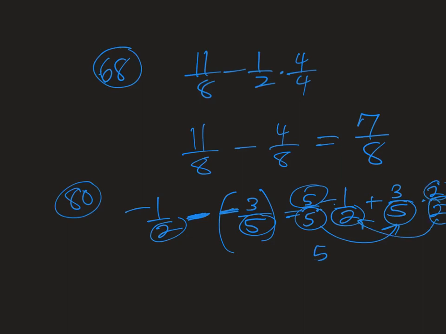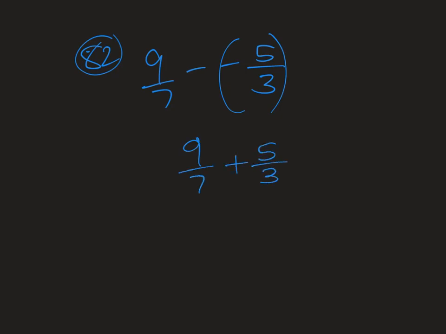And so we have negative 5 over 10 plus, and we have 3 times 2, which is 6, divided by 10. So you have negative 5 over 10 plus 6 over 10. And then you take care of the numerator: what's negative 5 plus 6? And so we have 1 over 10. So that's how we do number 80. Let's try number 82.